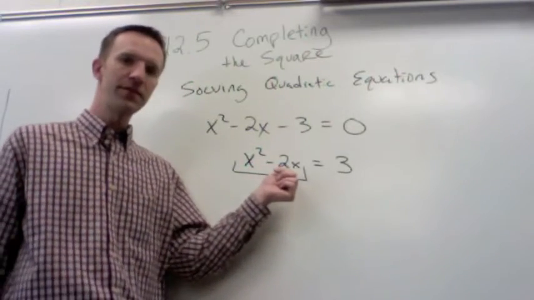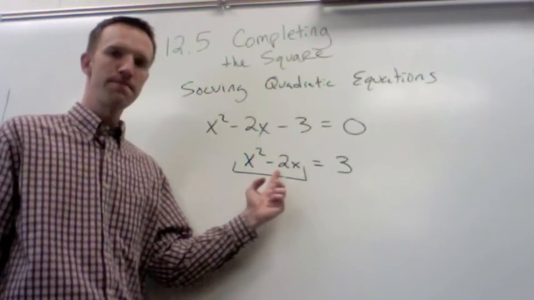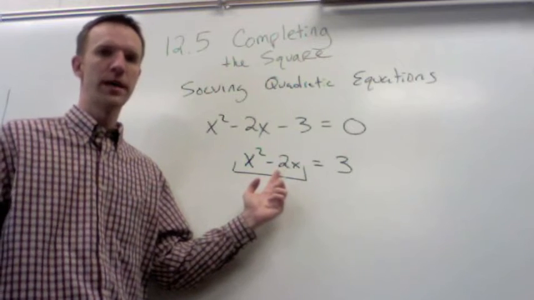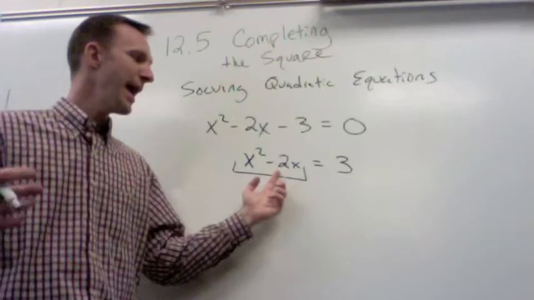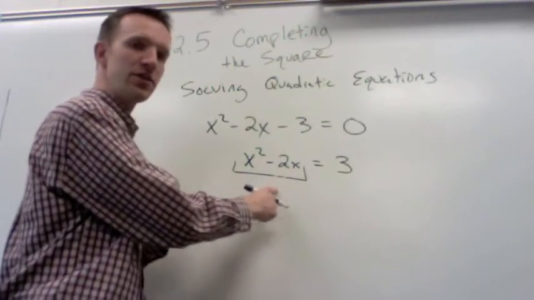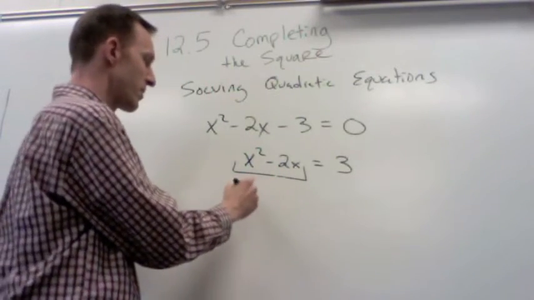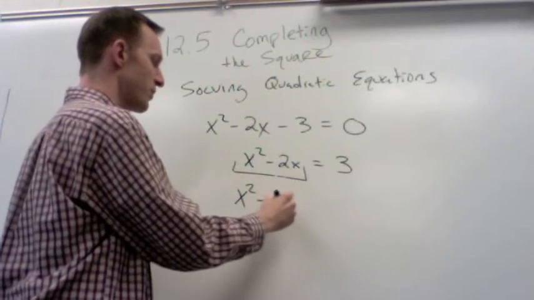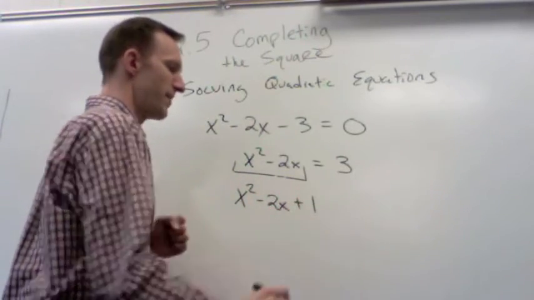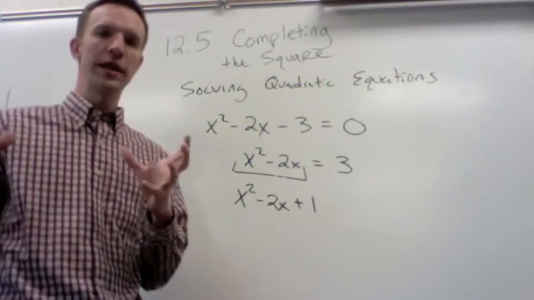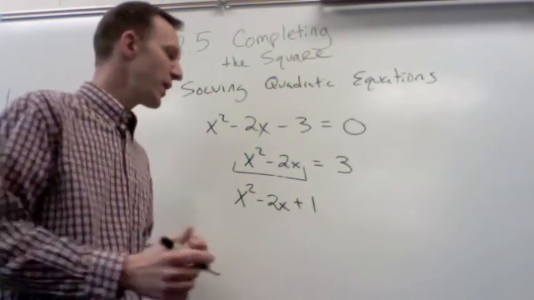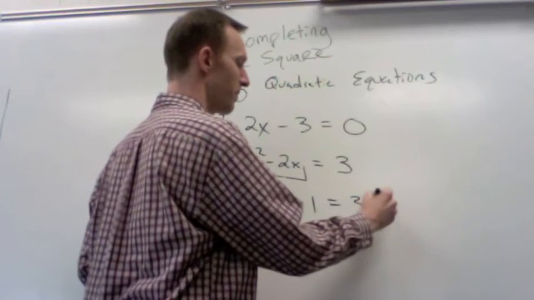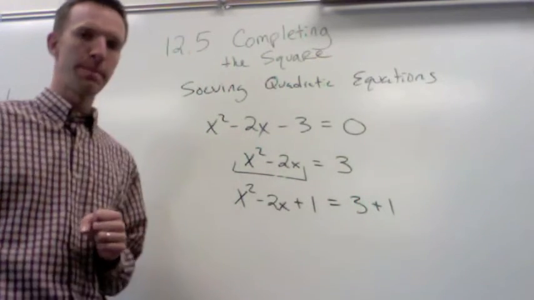You look at this negative 2. Take half of it, negative 1. Square it, positive 1. And we're going to add that to this side of the equation to make it a perfect square trinomial. So x squared minus 2x plus 1. Now, like any other equation, if you do it to one side of the equation, you have to do it to the other. So I have to add 1 to the other side as well.